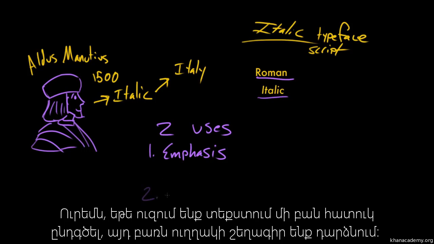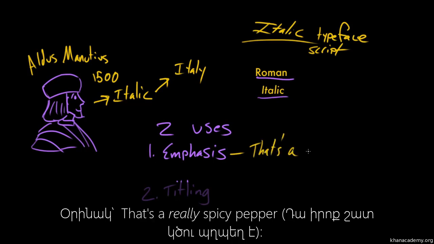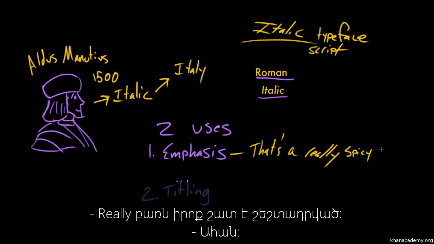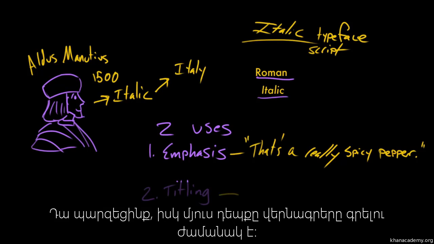Okay. So if we're trying to use italics to emphasize something in text, we would just use it to set off one word. So for example, that's a really spicy pepper. Yeah, the word really is said very strongly in that sentence. Mm-hmm. Okay, and use case number 2 for titling.